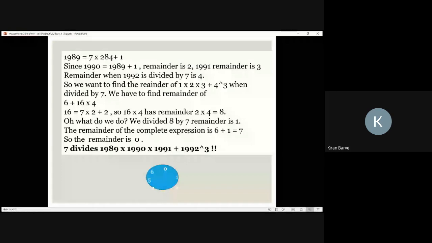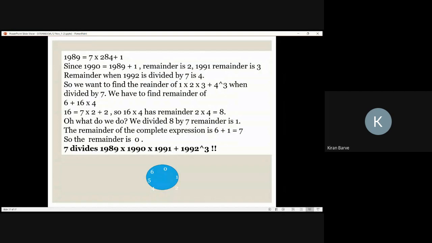So for 1989 into 1990 into 1991, I get 6. For 1992 cube when divided by 7, I get 1. Addition of the remainders is 7. Oh boy, 7 divides this. And without doing any calculations, I have shown this. Without doing any multiplication or cubing, I showed, and you showed those Goan students, excellent students, that 7 divides 1989 into 1990 into 1991 plus 1992 cube.